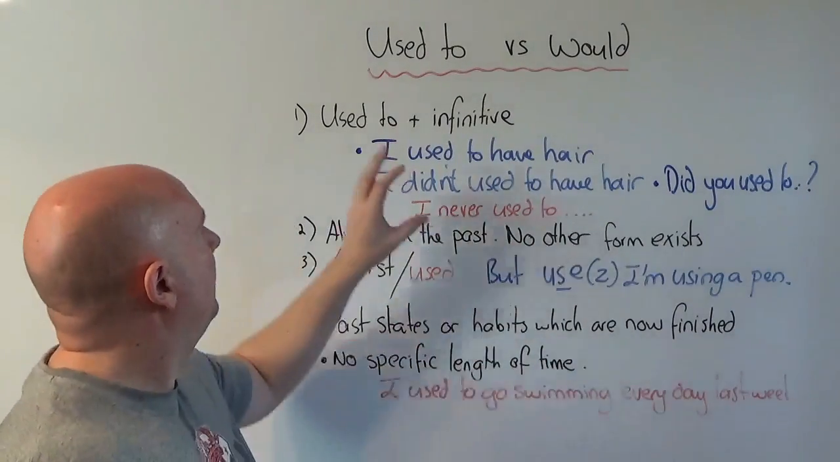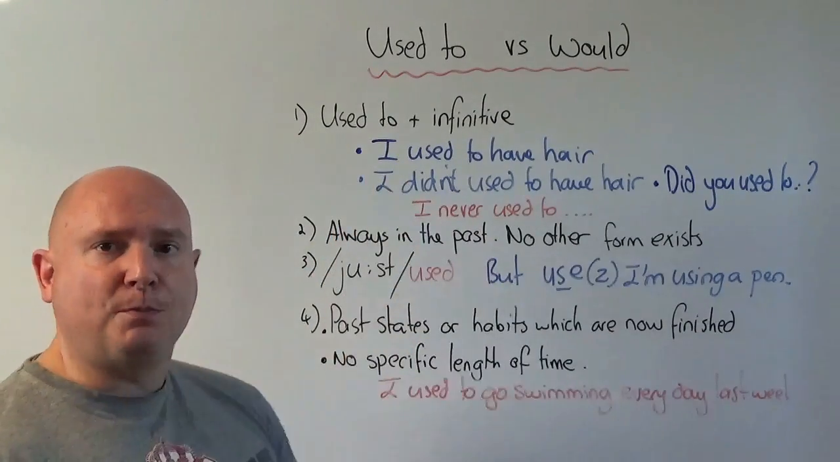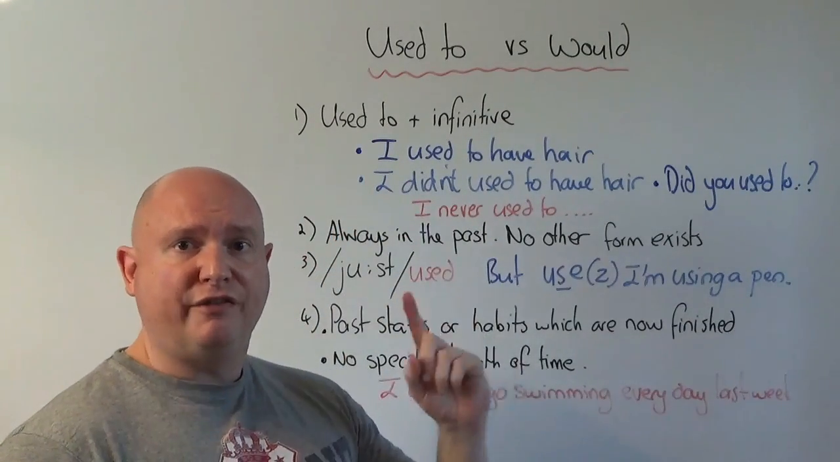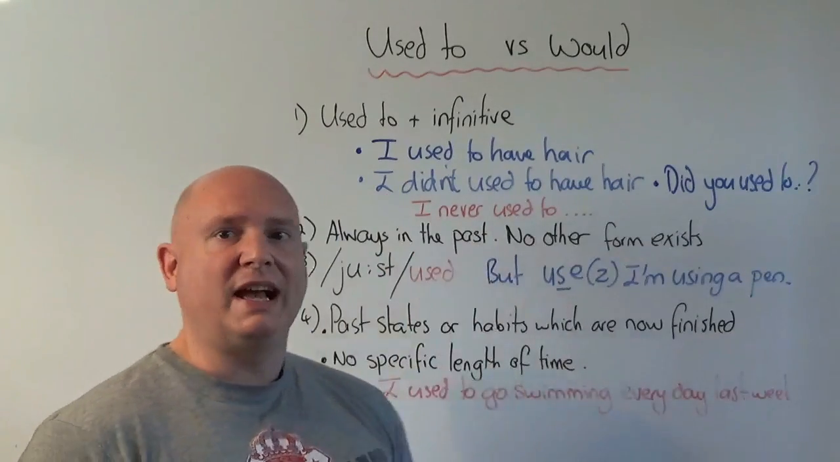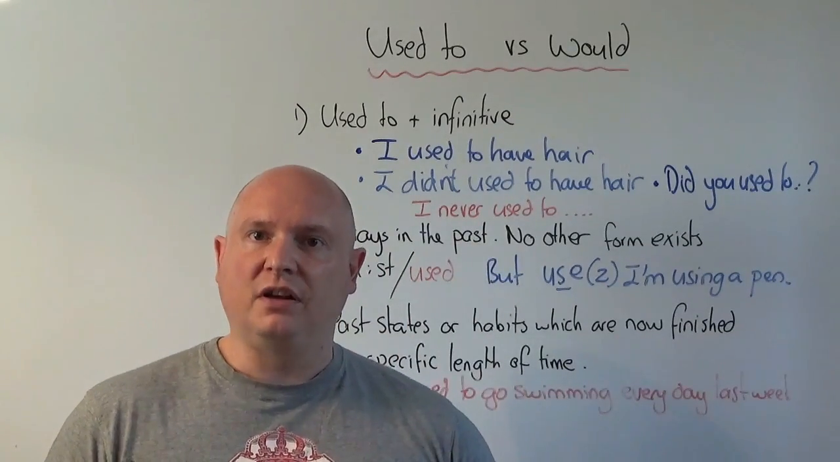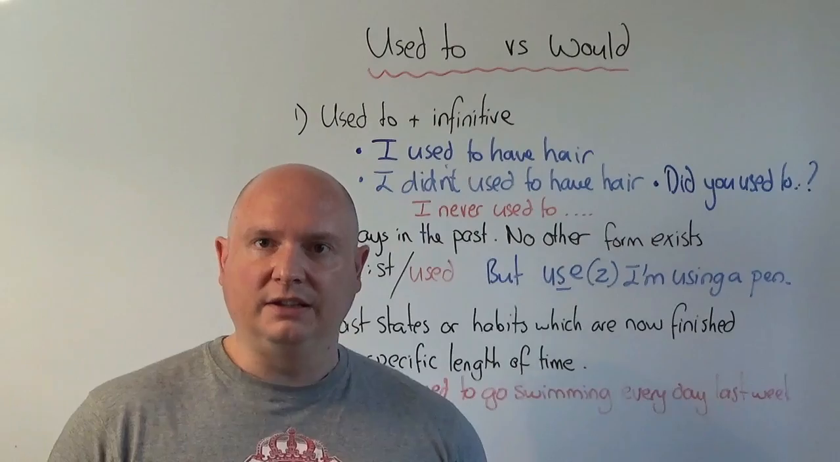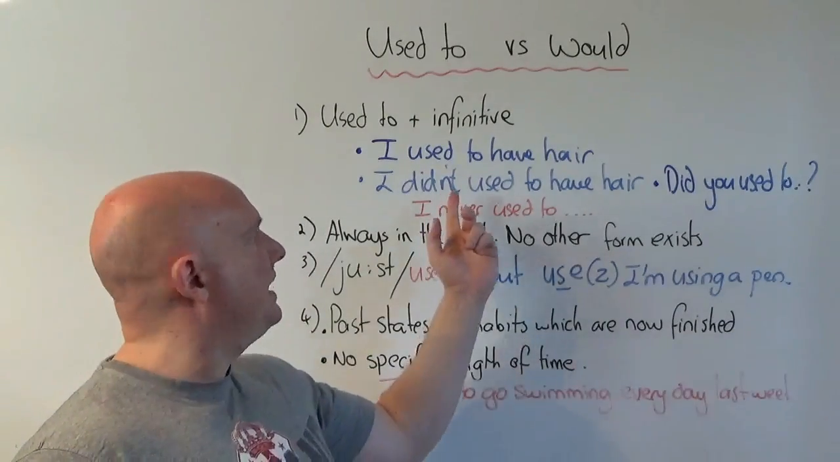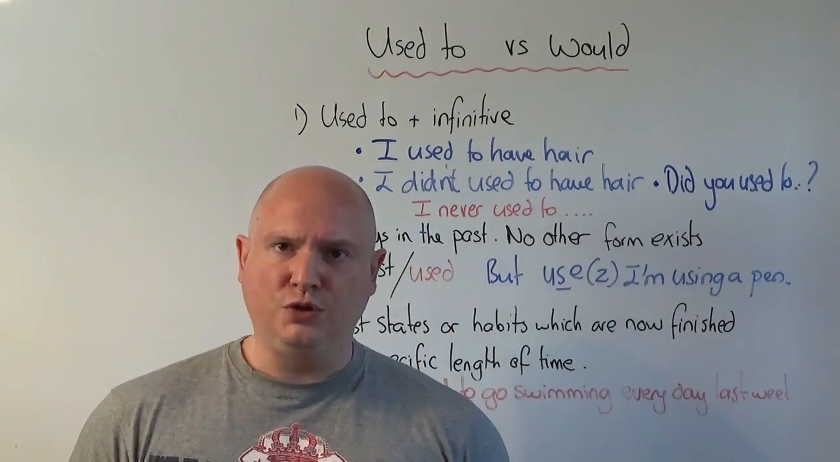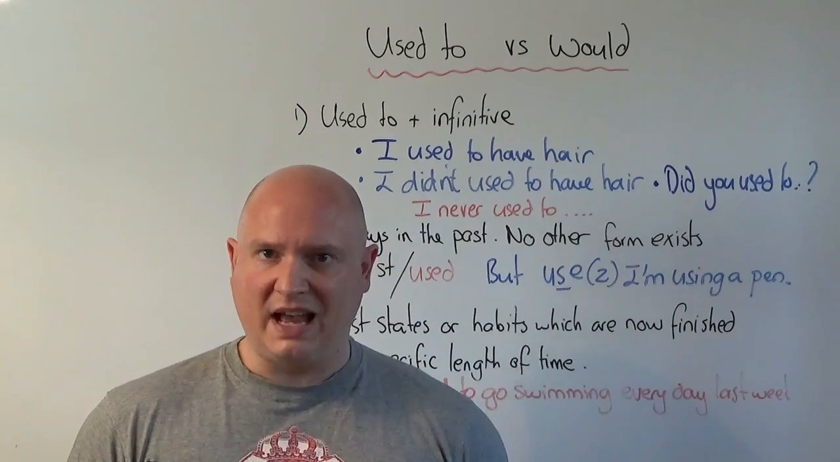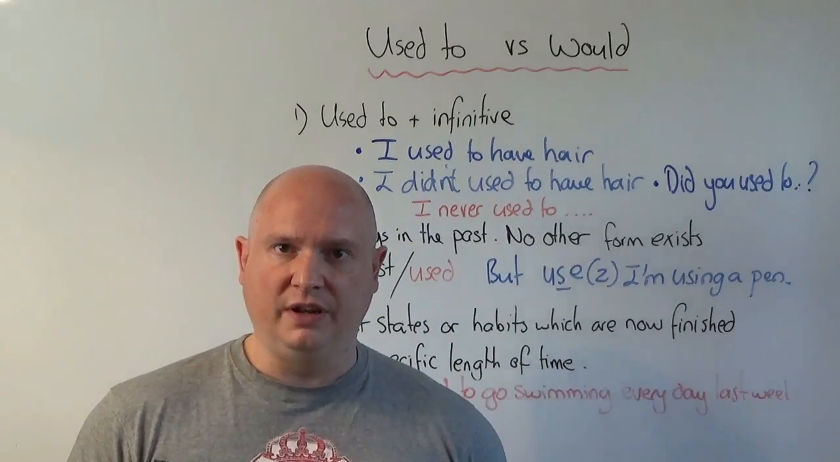Okay? Firstly, used to is plus your infinitive. Affirmative sentence. I used to have hair. I used to have a car. I used to live in England. We have negative. I didn't used to have hair. I didn't used to have a car. I didn't used to live in England.